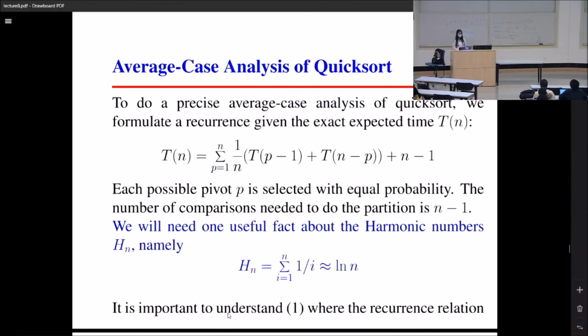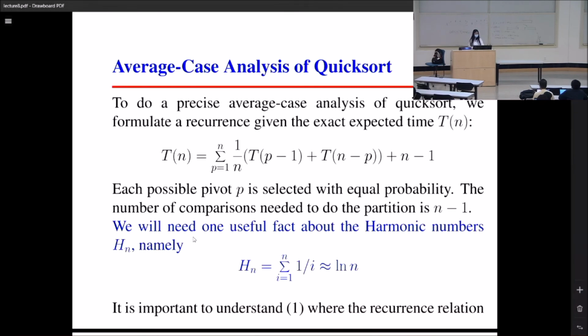So there will be a very mathematical way to do the analysis, and we will take an overview of it, but you can get into the details after class, because math is not that straightforward. So for a precise average case analysis of quicksort, we can formulate a recurrence giving the exact expected time T of n. So we have the formula here.